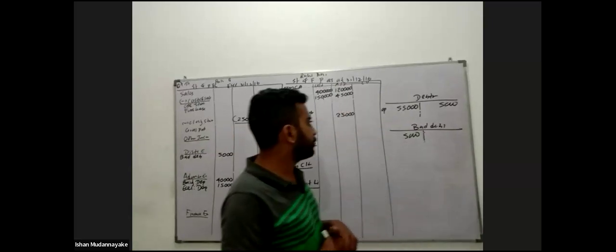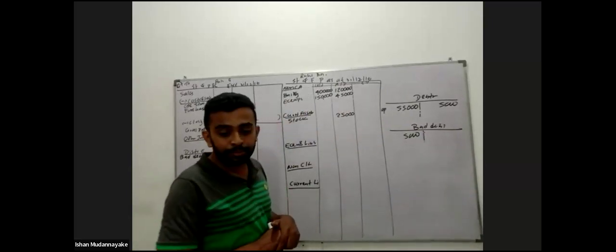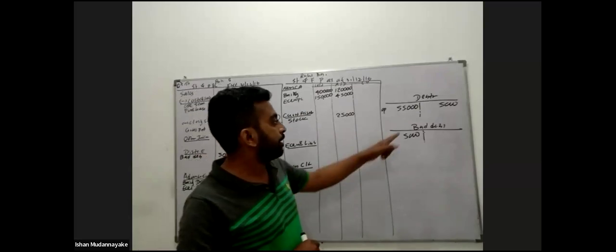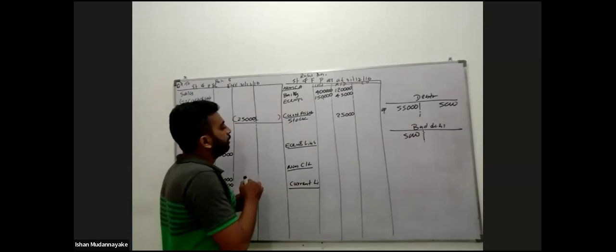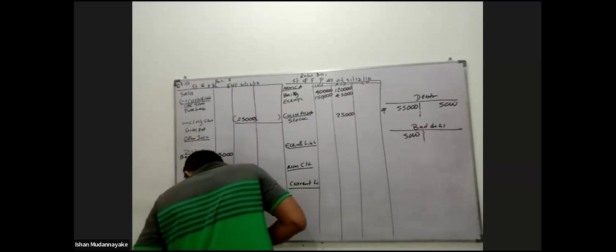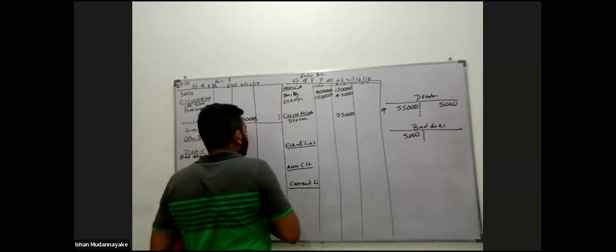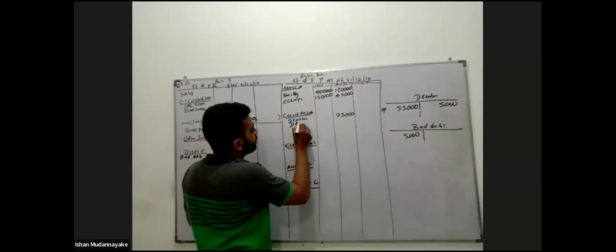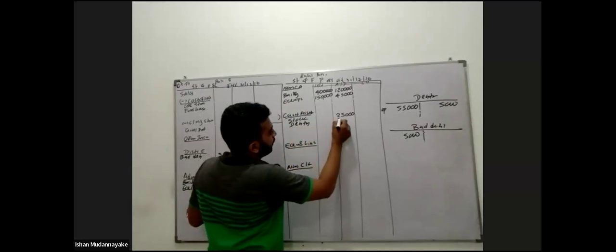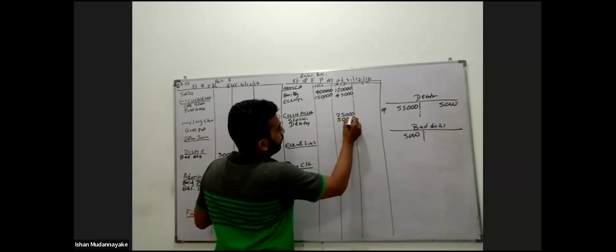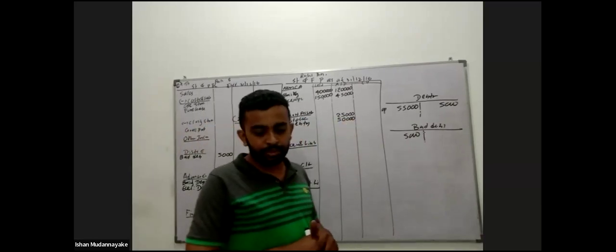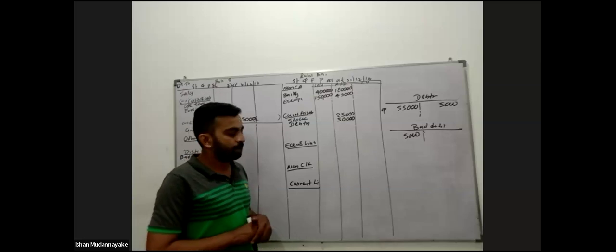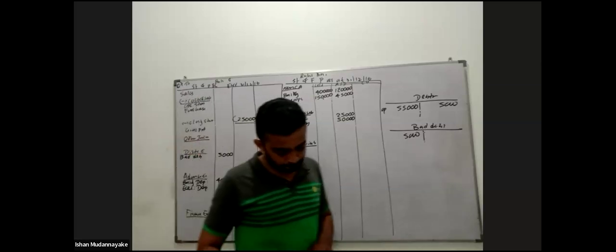And then students, right now, closing debtor balance how much? 55,000 minus 5,000, how much? 50,000. Then that 50,000 you need to record under current assets. Here, record under current assets, debtors 50,000.